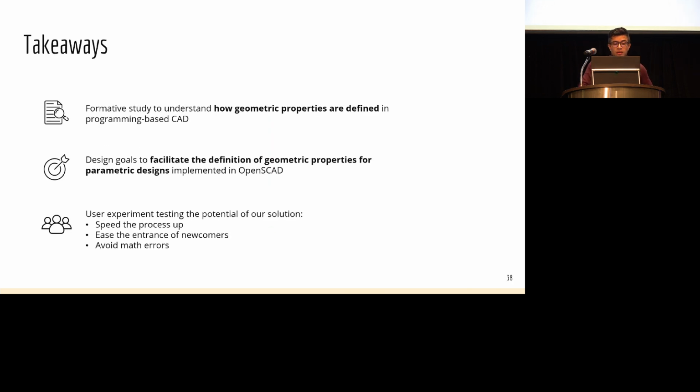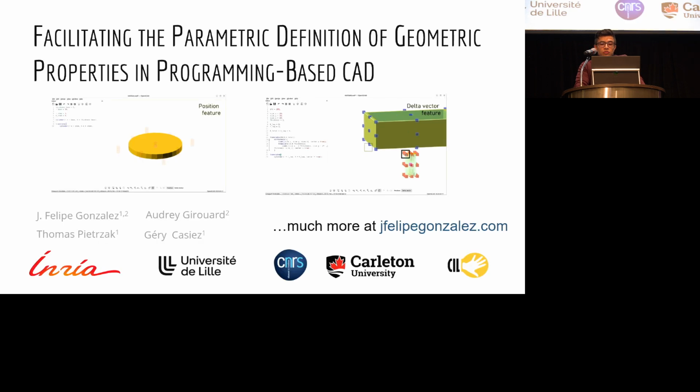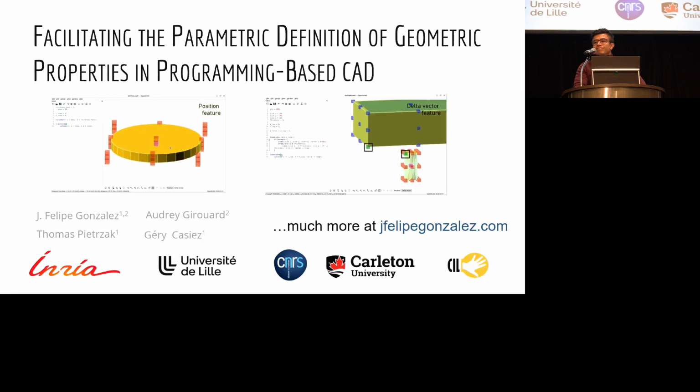So in conclusion, we started with a formative study to understand how geometric properties are defined in this type of application. Based on these findings, we proposed design goals to facilitate the definition of geometric properties and implemented them in a real programming-based CAD application. We tested our solution, finding that it could facilitate the design process, could facilitate the entrance of newcomers, and in general improve the user experience. So that's it. Thank you.